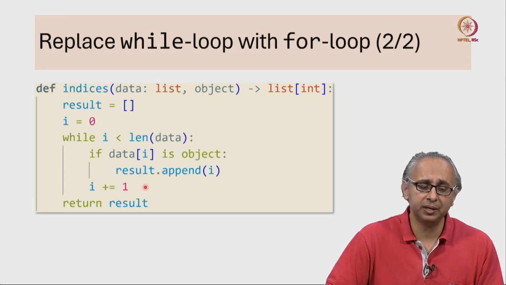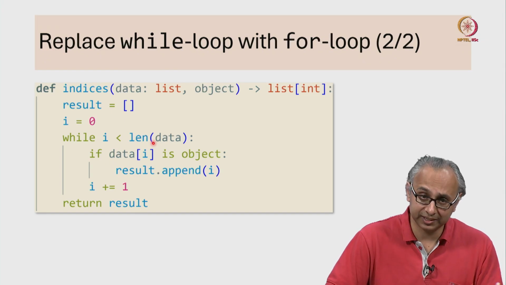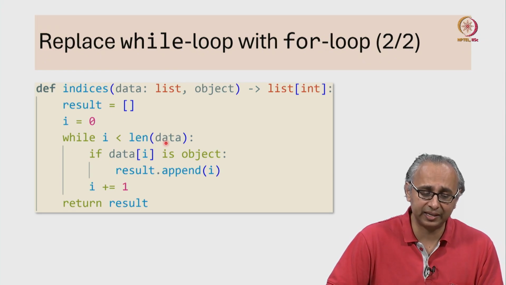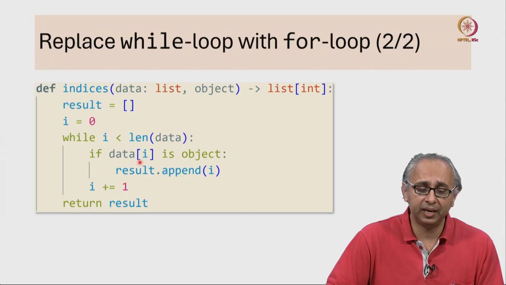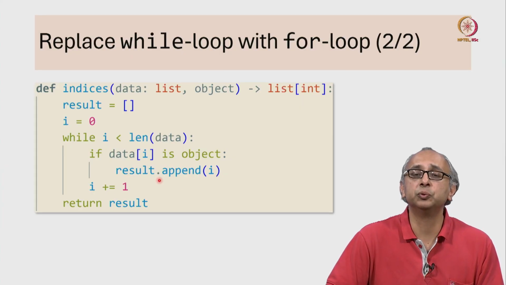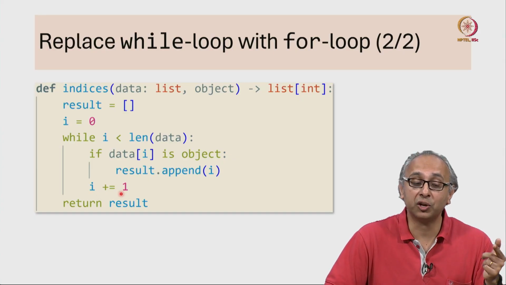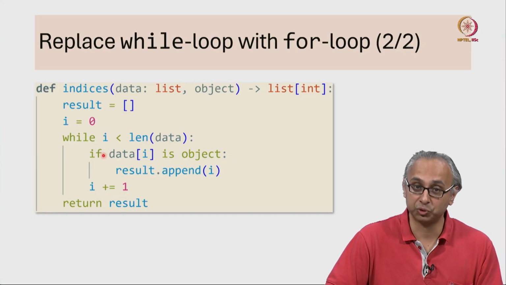How does the code work? Well, we initialize i to 0. We check if i is less than the length of the list. As long as it is, while i is less than the length of the list, we check if the ith object in the list is the object that we're searching for. If so, we append this index i to the list, and then very importantly, we increase the value of i whether or not this if condition was true.